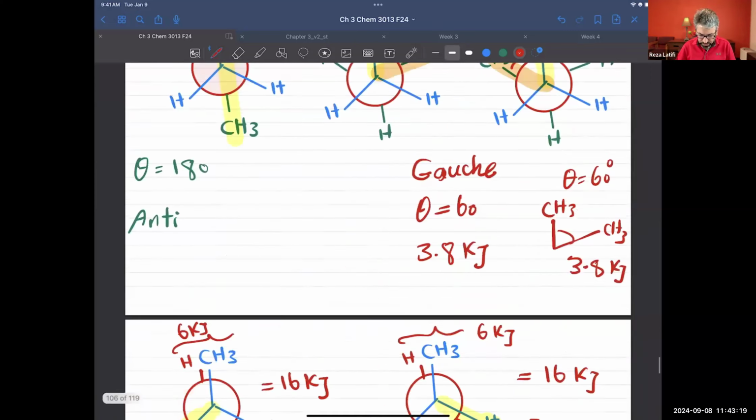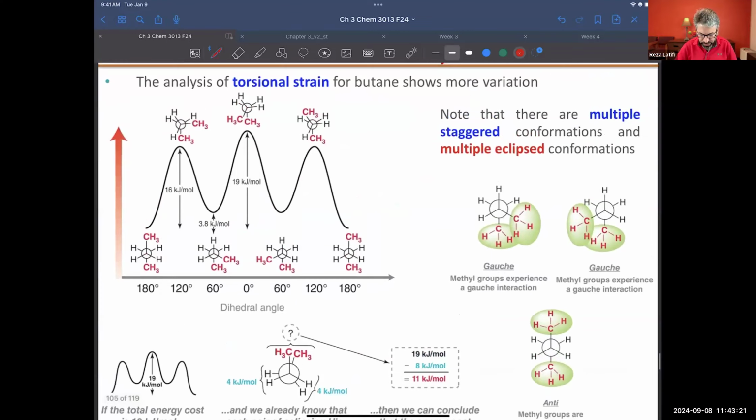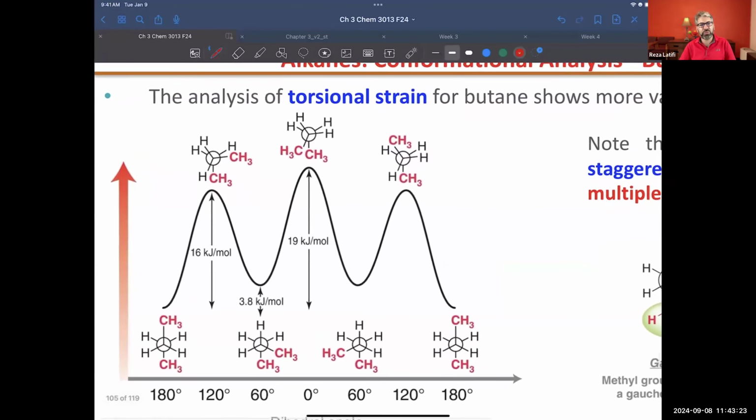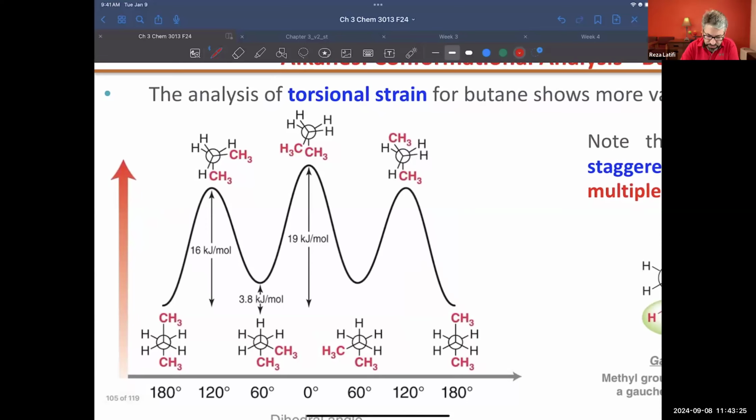Okay, let's present that one. This is the diagram of butane. As I mentioned at the beginning, you have the anti position. When you go through an eclipse position, you will get 16 kilojoule. Why? Because the methyl groups are not facing each other. The methyls are facing hydrogens, and that's going to increase the energy of the system by 16.